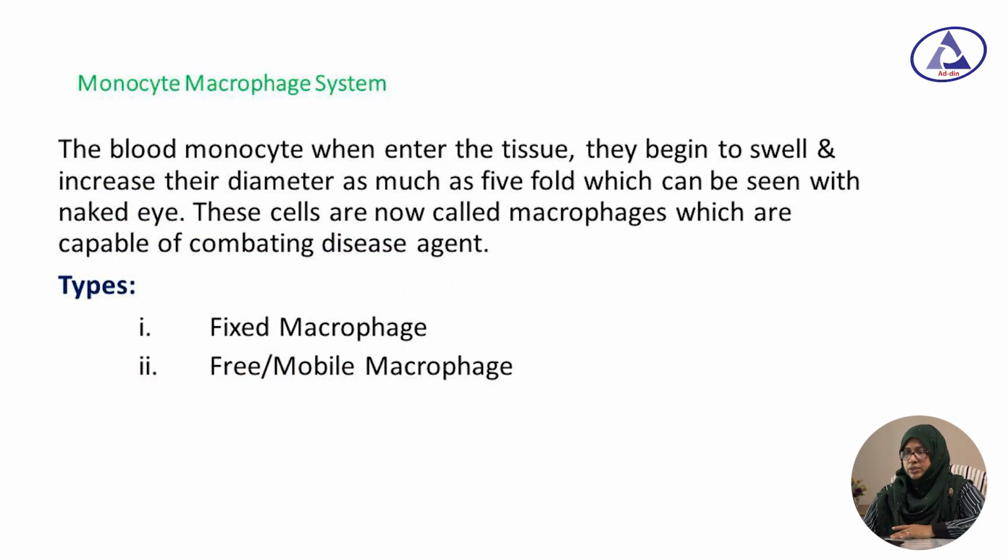The monocyte macrophage system is usually formed by the monocytes. The blood monocytes, when they enter the tissues, begin to swell and increase their diameter as much as 5-fold, which can be seen with the naked eye. These cells are now called macrophages. They are capable of combating disease agents. They are either fixed macrophages or free, mobile macrophages.